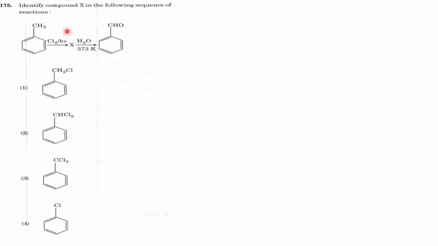Cl2 in the presence of sunlight, in the sense of side chain substitution, free radical substitution is possible. So the methyl group goes for free radical substitution, not the phenyl. Therefore, what is a possible product that we will see? In toluene, this CH3 group goes for chlorination, in the sense one hydrogen is replaced by halogen.